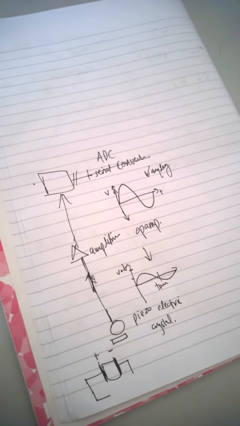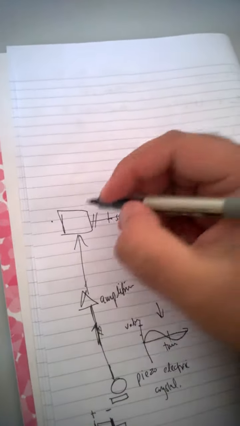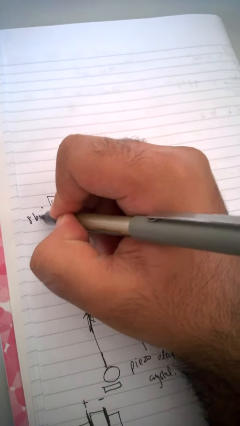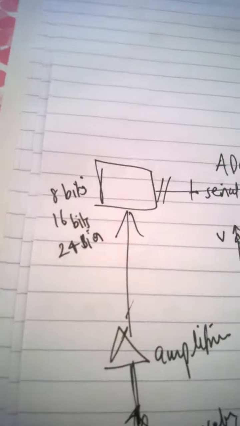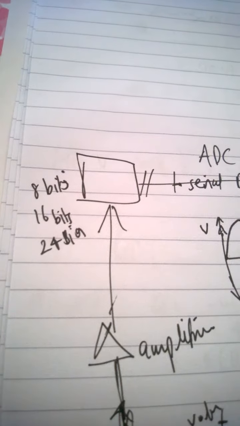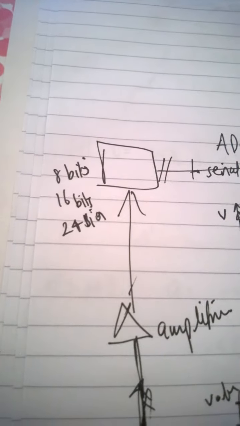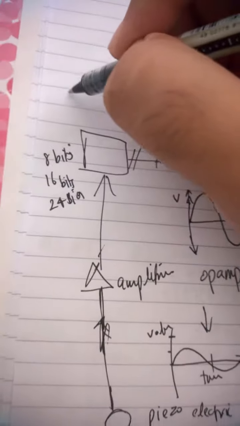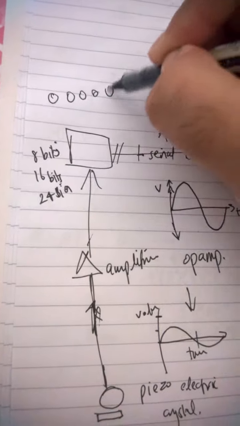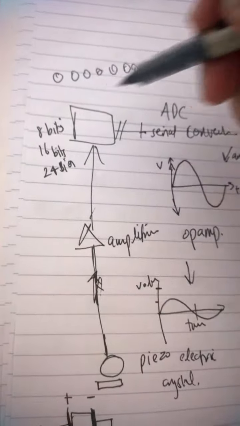The first thing that we need to know about ADC is that it's assigned a number of bits. Like it could be 8 bits, 16 bits, 24, and so on, like multiples of 8. So if it's 8 bits, then we know that it's going to have 8 binary digits. For example, 0, 0, 0, 0, 0, 0, 0, 0. So we have 8 binary digits.